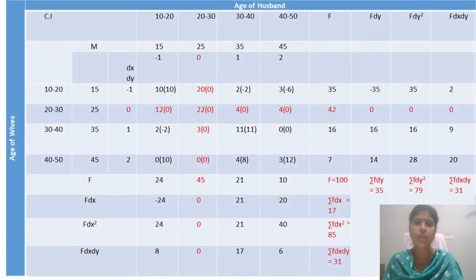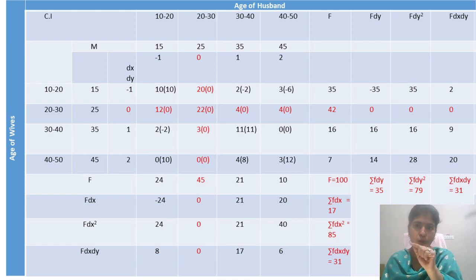Bivariate table based. Now see regarding the age of husband. First is class interval. What is the class interval of husband? 10 to 20, 20 to 30, 30 to 40, 40 to 50. Now next step, what we have to do? Midpoint. 10 to 20 in the sense 10 plus 20 divided by 2, 15. 20 plus 30, 50 divided by 2, 25. 30 plus 40, 70 divided by 2, 35. 40 plus 50, 90 divided by 2, 45.